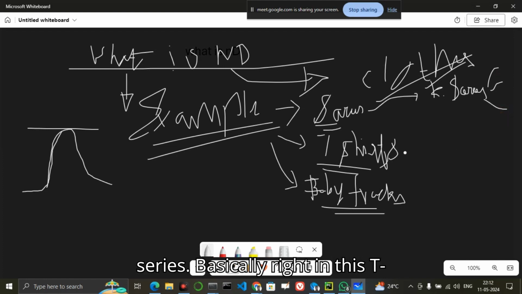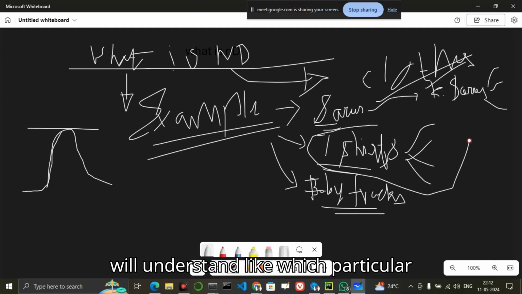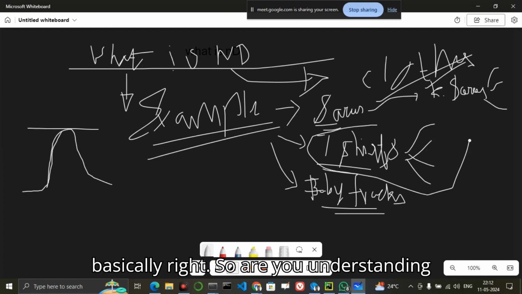In the t-shirts there will be XL, double XL, triple XL, and certain kinds of t-shirts. You will understand which particular person is purchasing, and which particular purchases are happening in this categorization.